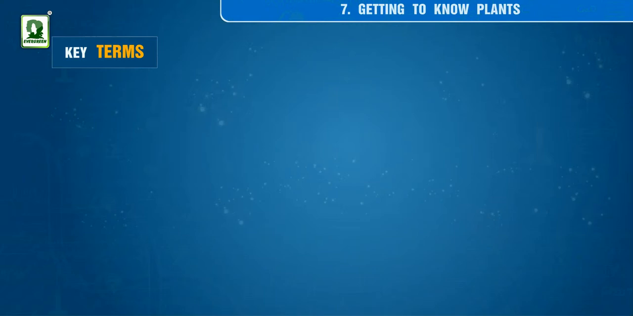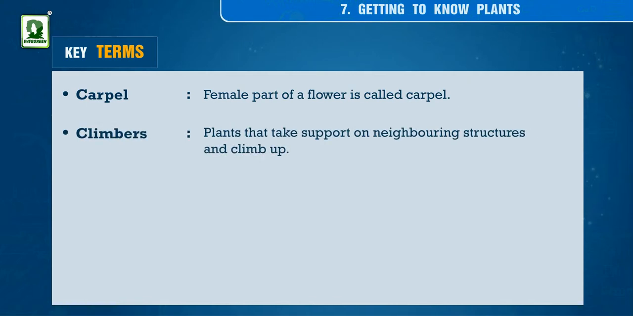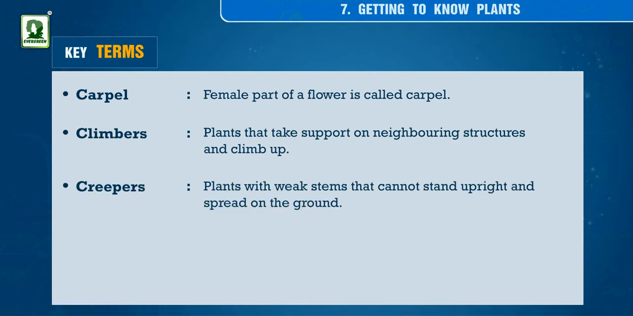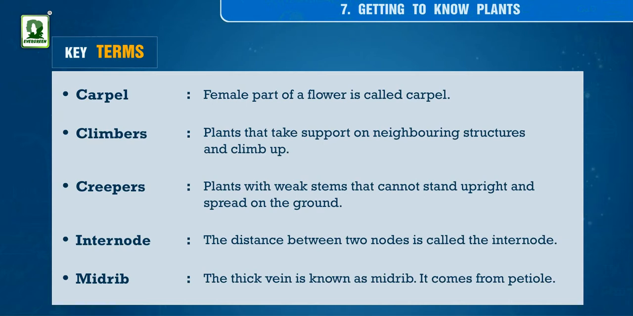Key terms: carpel. Female part of a flower is called carpel. Climbers. Plants that take support on the neighboring structures and climb up. Creepers. Plants with weak stems that cannot stand upright and spread on the ground. Internode. The distance between two nodes is called the internode. Midrib. The thick vein is known as midrib. It comes from petiole.